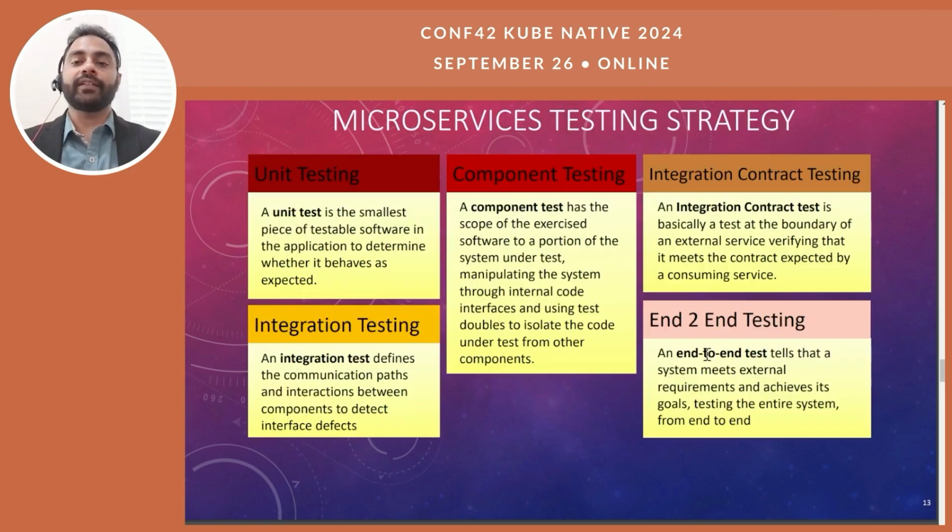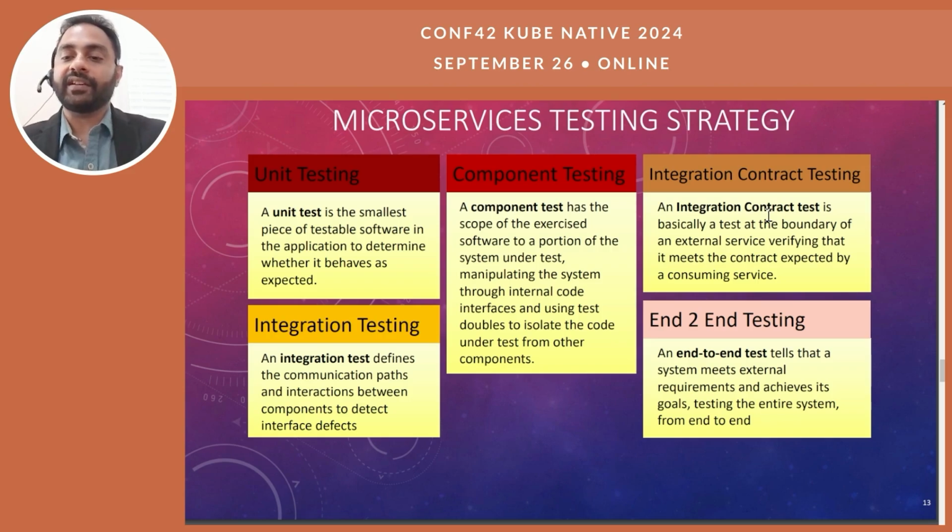Now we will discuss the different testing strategies with microservices. Just like other systems, microservices also have various testing components. Unit testing is the smallest piece of testable software in the application, used to determine whether it behaves as expected. Then we have component testing, which helps us do component-level testing. Then we also have integration testing, which defines the communication paths and integrations between components to test and detect interface defects. And then we have integration contract testing, wherein we do a contract test within the boundary of an external system, verifying that it meets the contract expected by a consuming service.